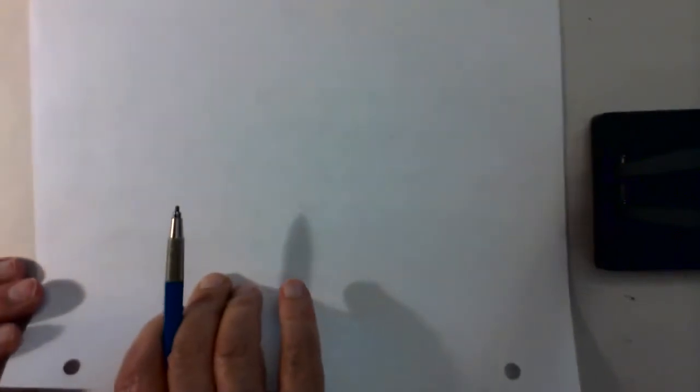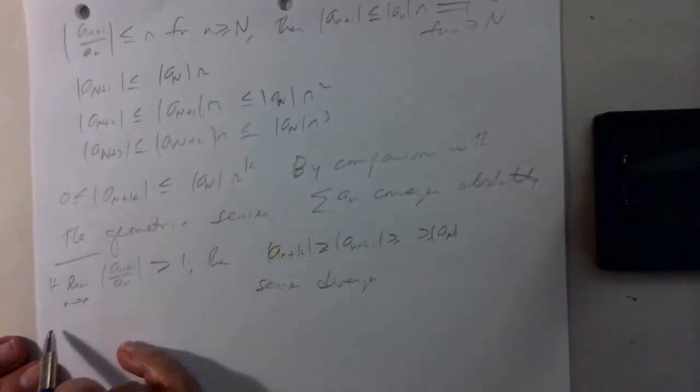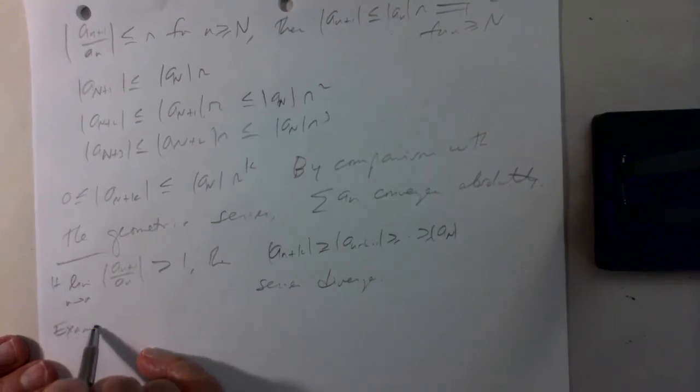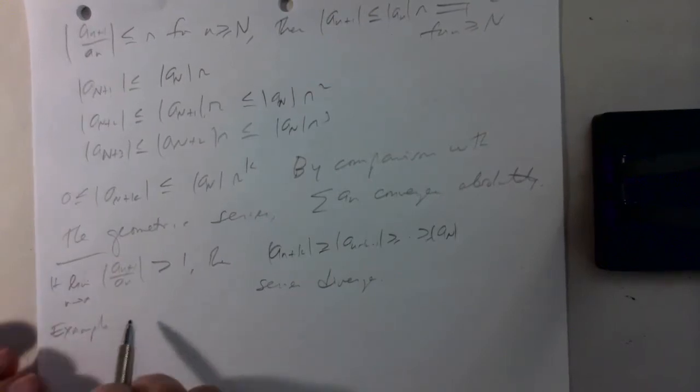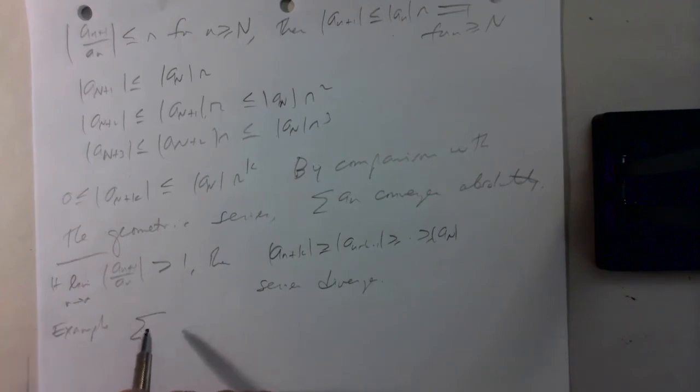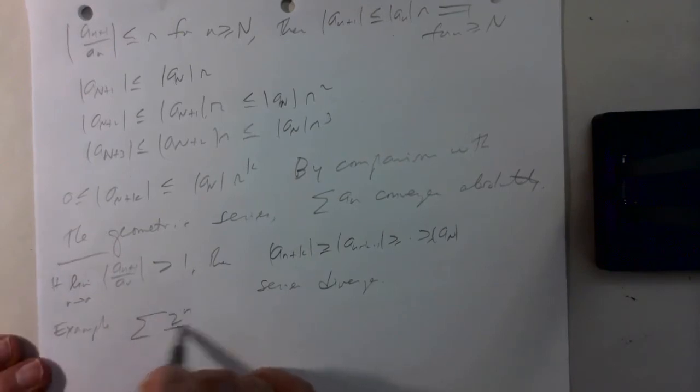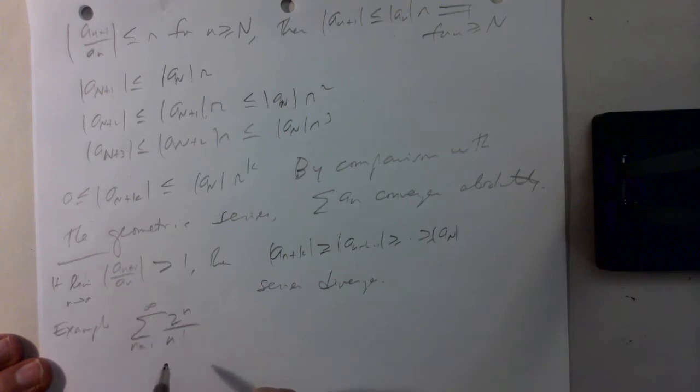What about the root test? Well, sorry. What would be an example? Suppose we take summation 2 to the n over n factorial as n goes from 1 to infinity. Can we show the convergence or divergence of this series?